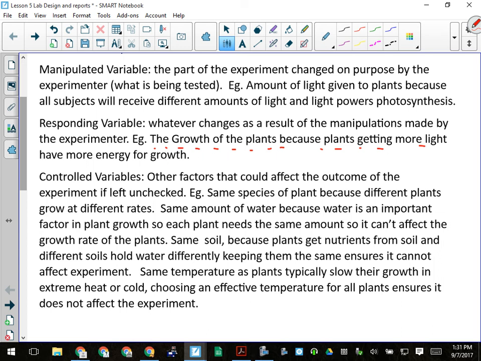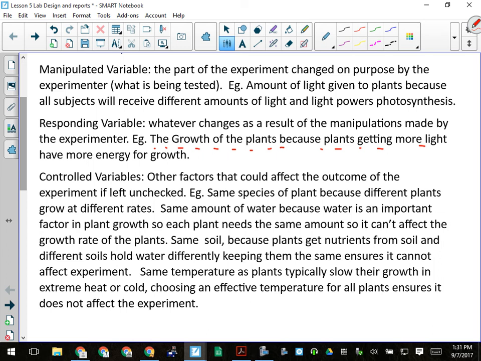All right, another controlled variable for this experiment, the same amount of water. Water affects the growth of plants. If I water them all differently, I don't know then whether it was the light or the fact that some of them shriveled up and died because I didn't water them. They all need to receive the same amount of water.